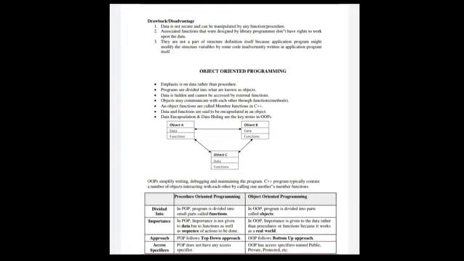Now let us see object-oriented programming. Emphasis is on data rather than procedure. Programs are divided into what are known as objects. Data is hidden and cannot be accessed by external functions. Objects may communicate with each other through functions or methods, and object functions are called member functions in C++. Data and functions are said to be encapsulated in an object. Data encapsulation and data hiding are the key terms in OOPS. See the figure.